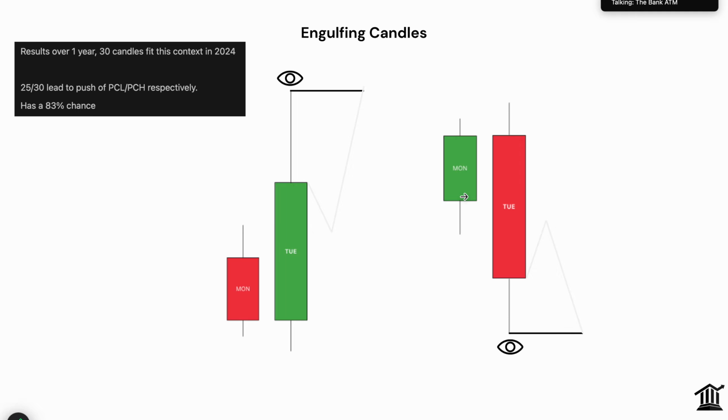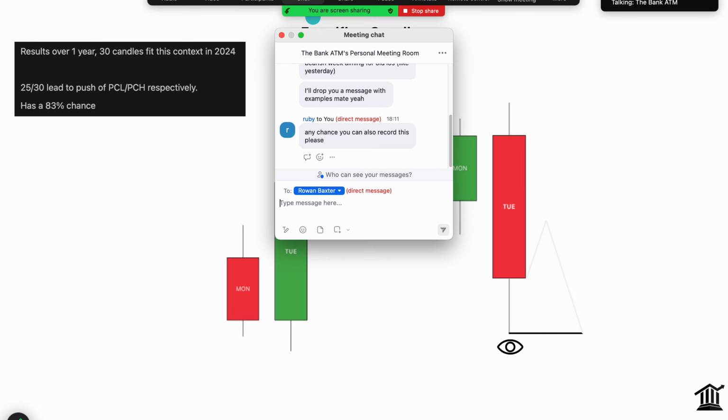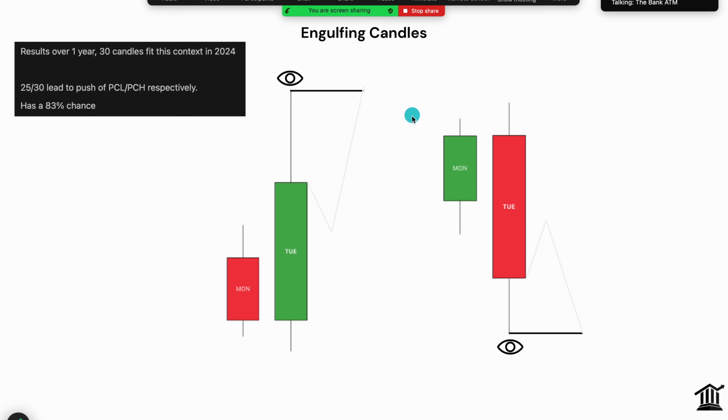Now, it's recorded, so you can go and find these in price and test how many of these lead to a push to this candle's high. So this is again a statistical edge. When we get an engulfing candle, based on the numbers, this isn't even a large sample size, this is just over a year. I think it must be the daily time frame.